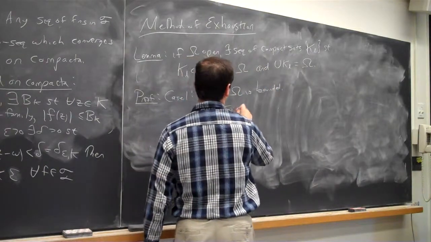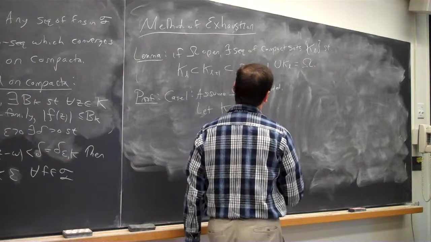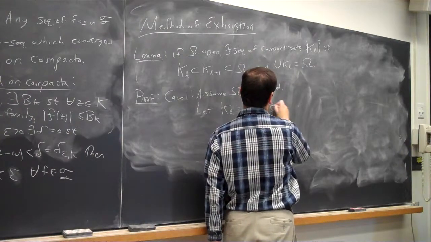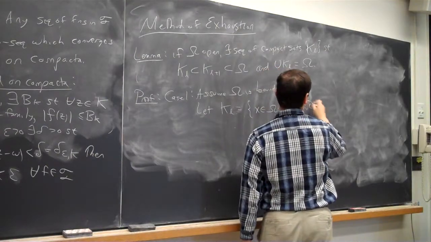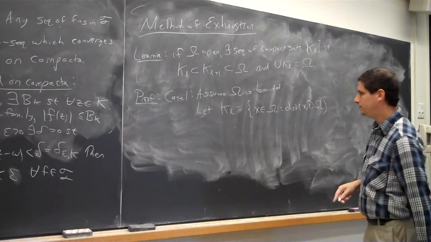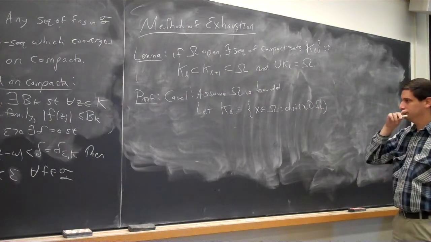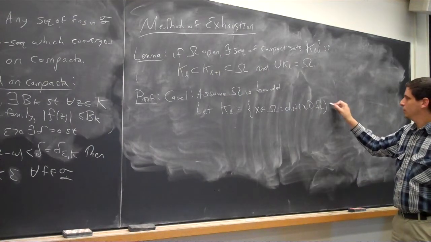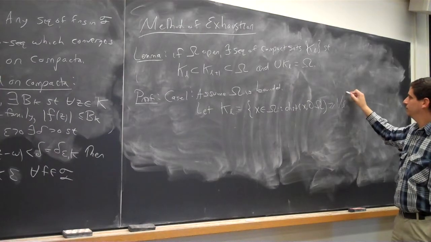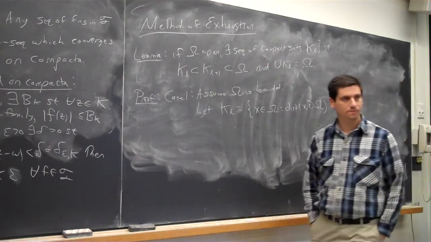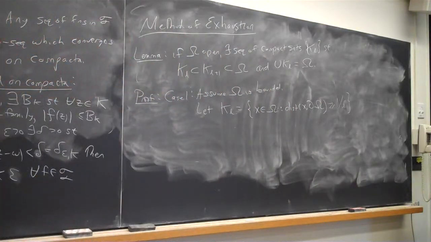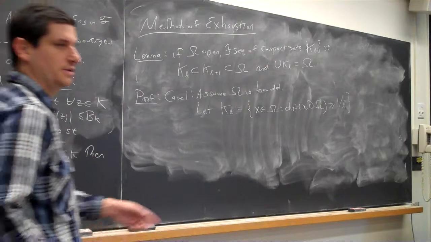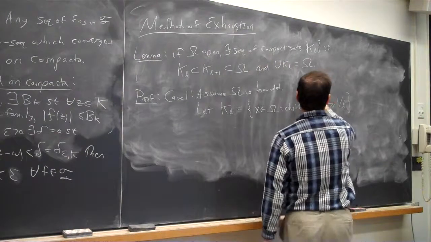Then we just let K sub L be the set of all x in omega such that the distance from x to the boundary of omega is greater than or equal to 1 over L. So it's all the points that are at least 1 over L units away from the boundary. Distance from x to the boundary of omega. Oh, the boundary. So d omega means boundary of omega.